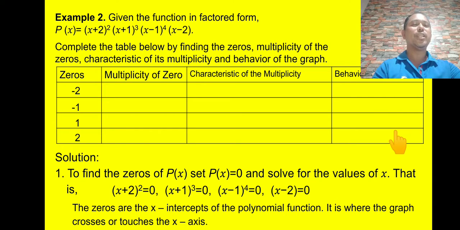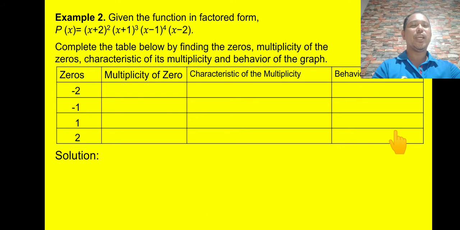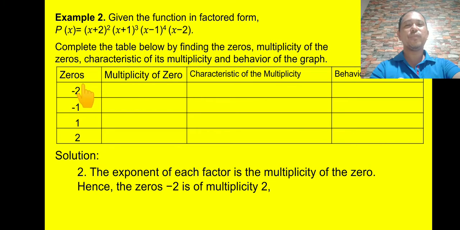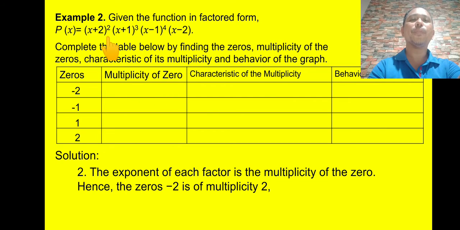Next is the multiplicity of the zero. The exponent of each factor is the multiplicity of the zero, hence -2 has a multiplicity of 2. Look at the exponent. The multiplicity of the zero is the exponent. So 2.